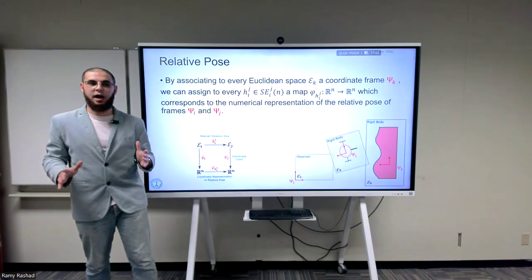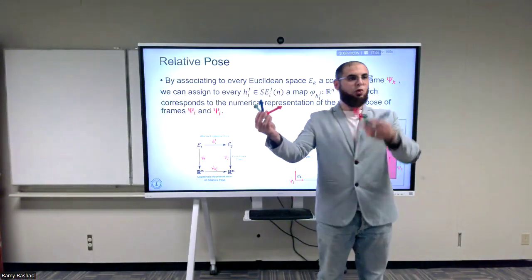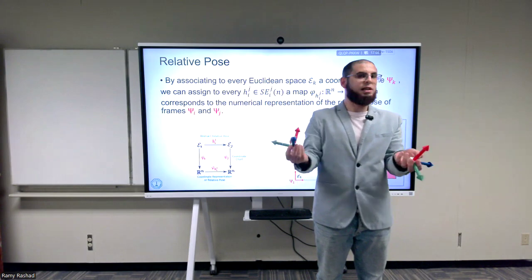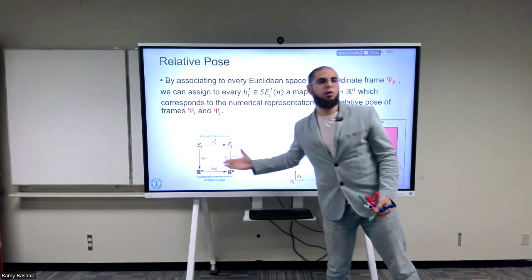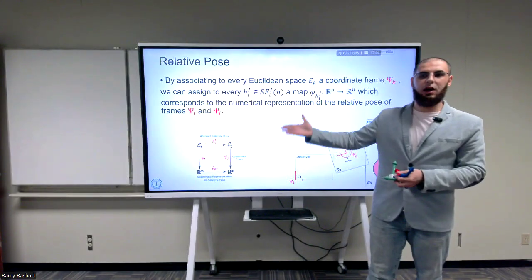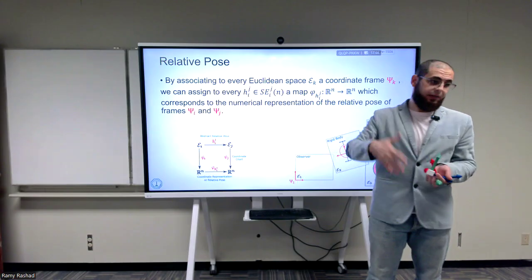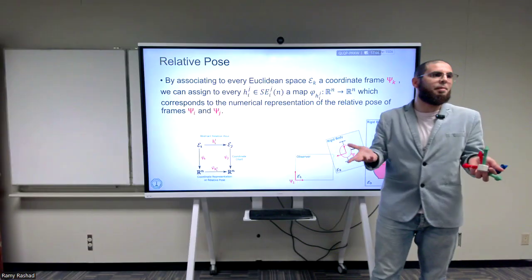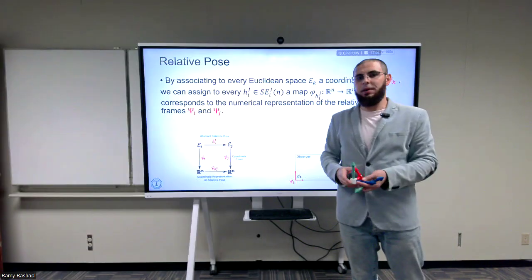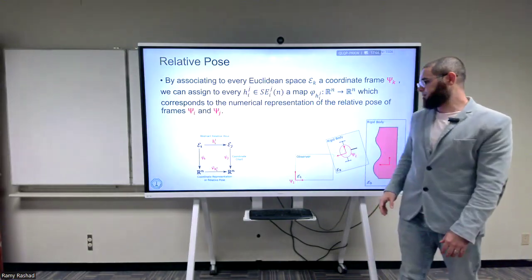Okay? So if I want to describe how one frame looks with respect to another frame, I just need to have a map that goes from Rn to Rn. Simple as this. In this case, Rn is a vector, of course. What is n? Usually it's 3 dimensions. You're talking about robotics in 3 dimensions. If you have 2 dimensions, you can always simplify stuff.